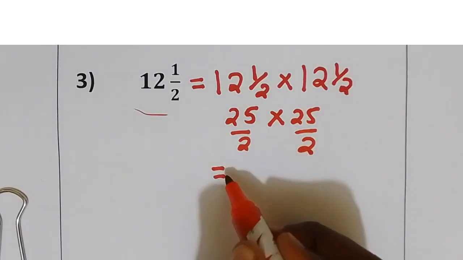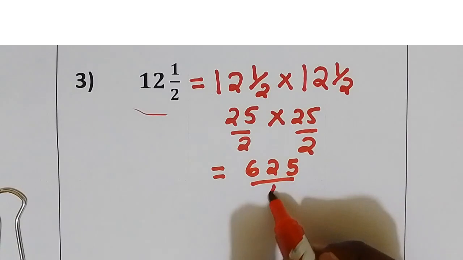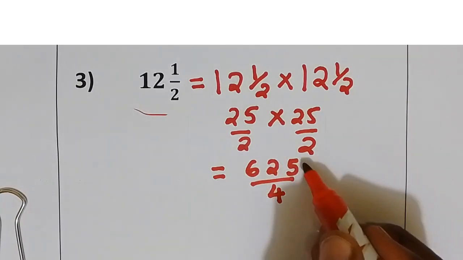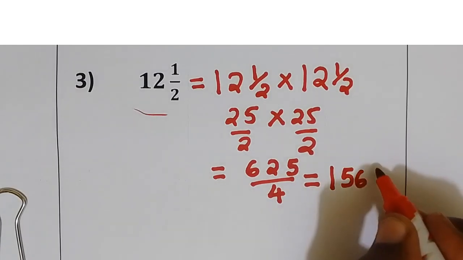This will give us 625 over 4. This is an improper fraction. I'll change it into a mixed number: 156 and a quarter.